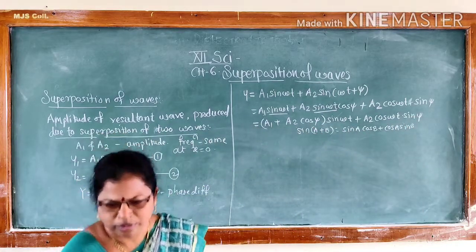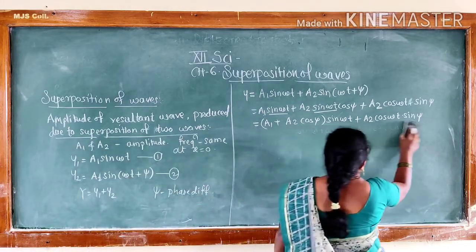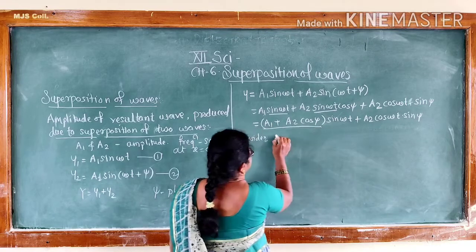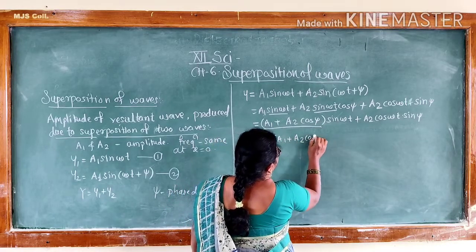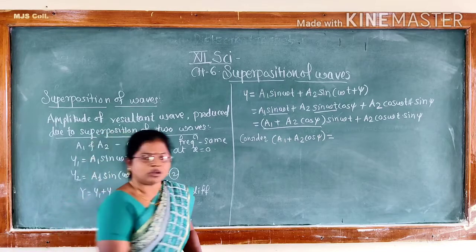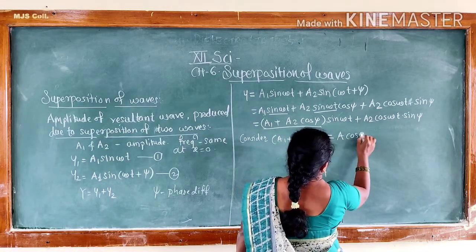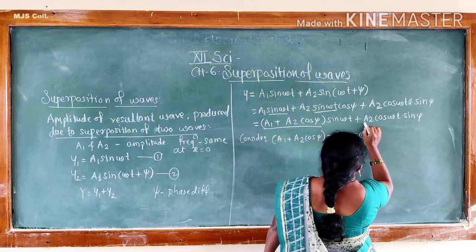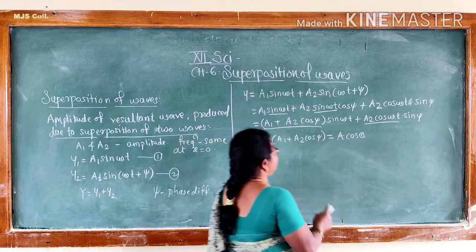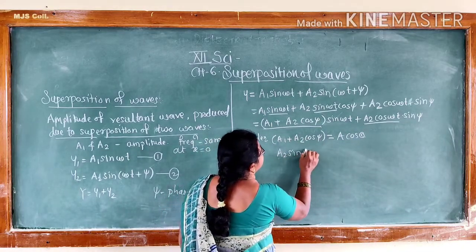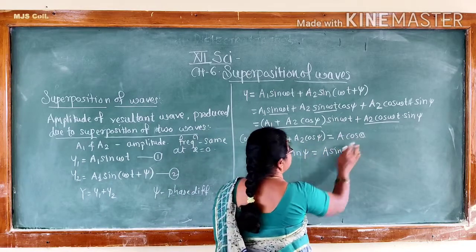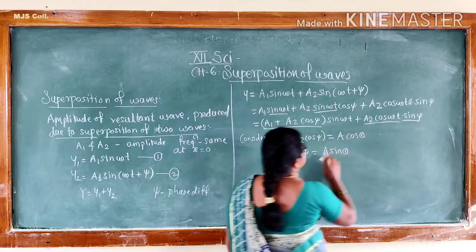Okay. Next, consider that suppose this A1 plus A2 cos(psi) is equal to A cos(theta), and A2 sin(psi) is equal to A sin(theta).